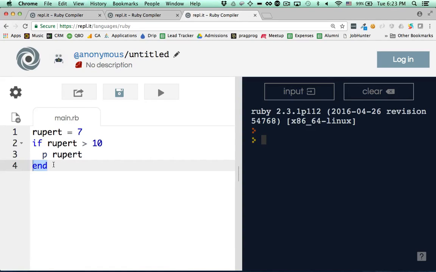How does the computer know how far to skip? It looks for an end. Every if statement has to end with an end. That tells Ruby that our if statement, our conditional, is done.